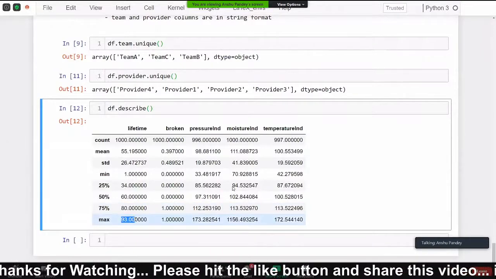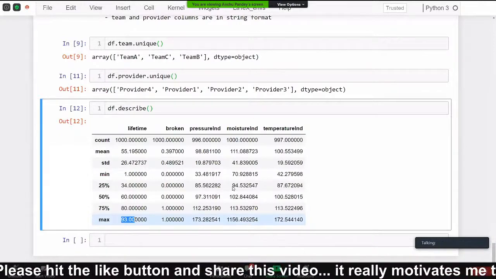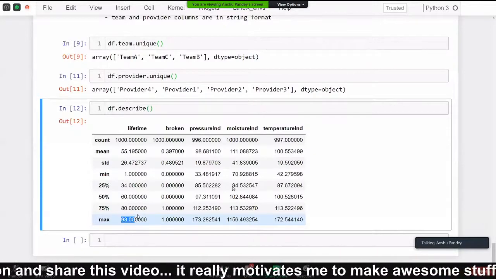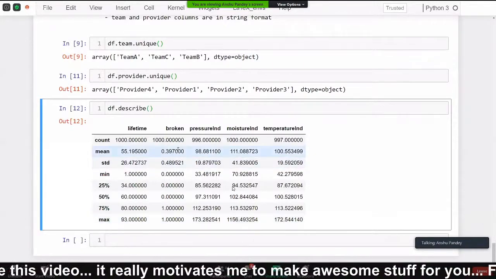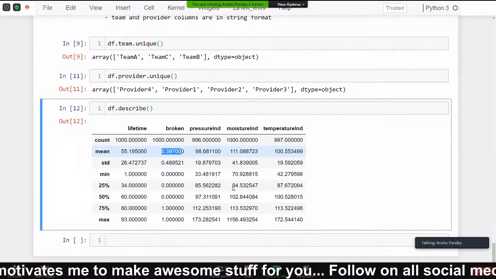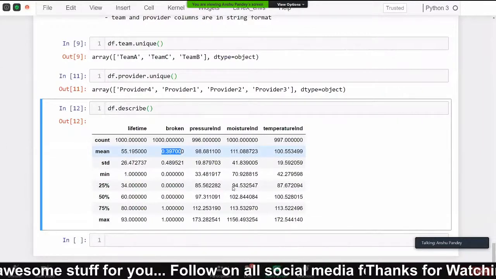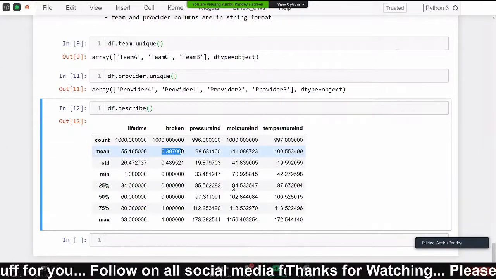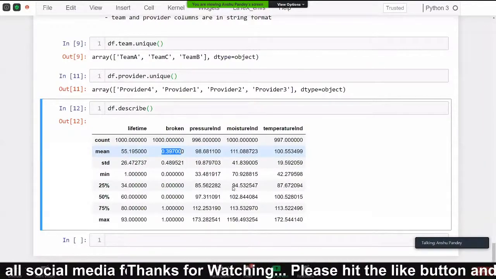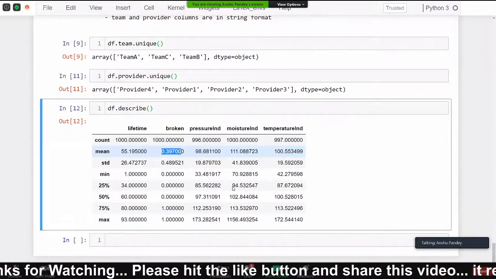The maximum age of a machine is 93. That means the maximum lifetime of a machine is 93 months, right? Which is around 7 to 8 years, in between. Broken is a categorical attribute, right? So only the mean makes sense here, 0.397. That shows that out of all 1,000 machines, 397 machines are damaged, right? Which is 39.7%. 39.7% of all the machines are broken, which could be a big concern for the enterprise.